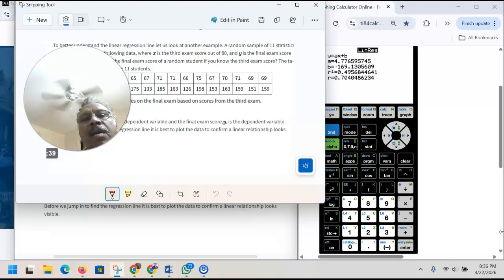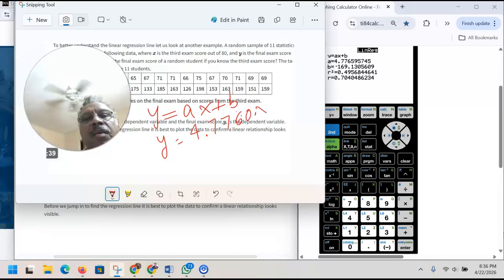Okay, so your answer is what? Y is AX plus B. A is 4.7. Sometimes they ask you to write four places also. So I'll write four places. So 6, 6. But there's a 9 there, so 9 will become 6 and then 0. So this is 4 times X. And the B is minus 169.1306. So this is 4 places. Okay, so that's called a regression line.